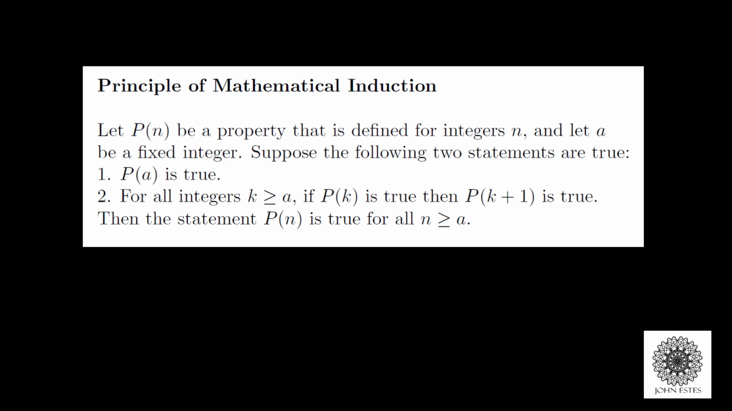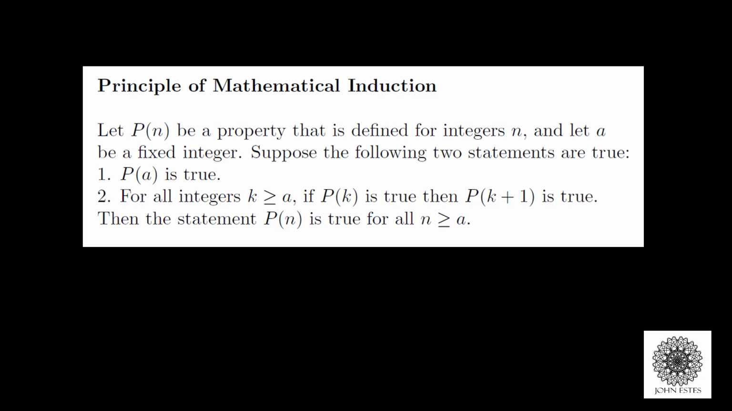Let's say that P(n) is some sort of property or statement that's defined for integers n. And we're going to let a be some fixed integer. So a is kind of our starting point. And we need two things to be true. Let's suppose the following two statements are true. One, P(a) is a true statement. And two, for all integers k greater than or equal to a, if P(k) is true, then P(k+1) is true.